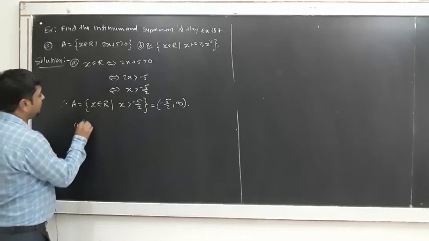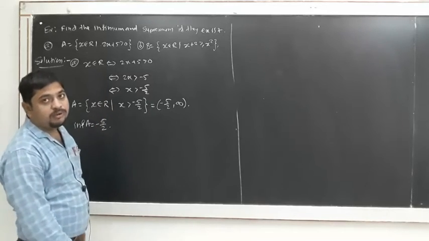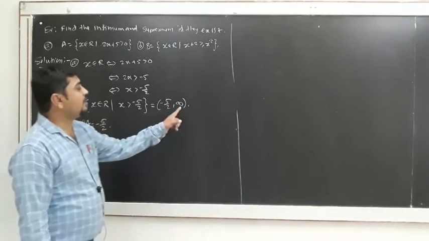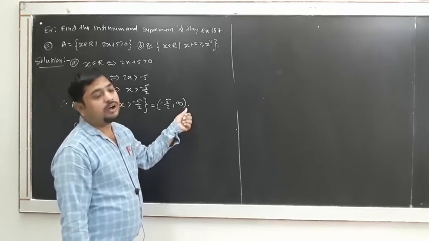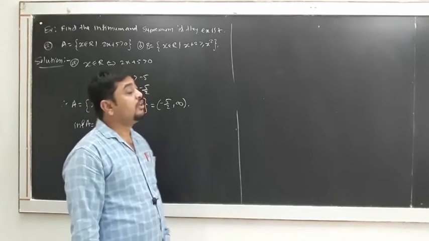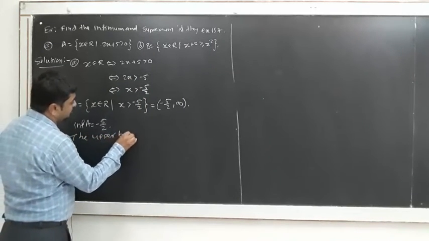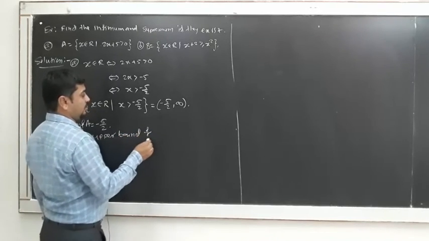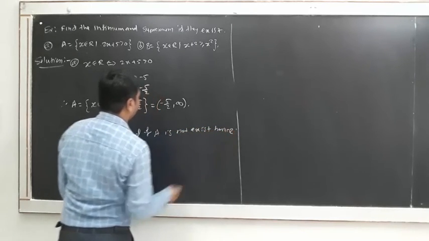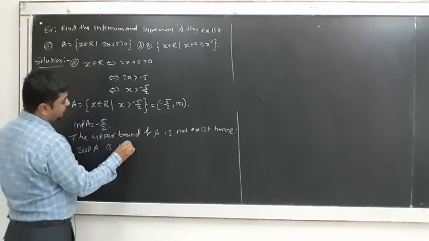Therefore, infimum of A is equal to minus 5 by 2, because minus 5 by 2 is a lower bound and it is the greatest lower bound. And for the upper bound, the upper bound of the set does not exist. Therefore, we can say that the supremum of this set does not exist. The upper bound of A does not exist. Hence, what we can say is that the supremum of A does not exist.